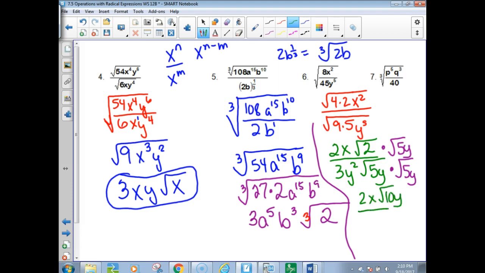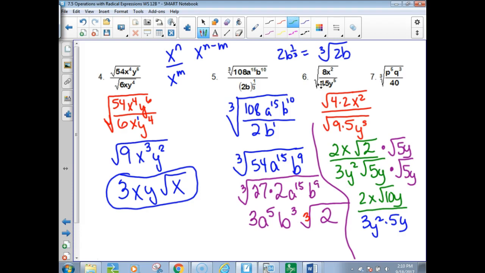On the bottom, when we multiply 5y times 5y, the square root of 5y times the square root of 5y, we get the square root of 25y squared, which is 5y. Okay, something times itself will be 5y. So I've got 3y squared times 5y on the bottom. Okay, now if you understood it very well, you wouldn't have to write this step, but this is new to a lot of you.